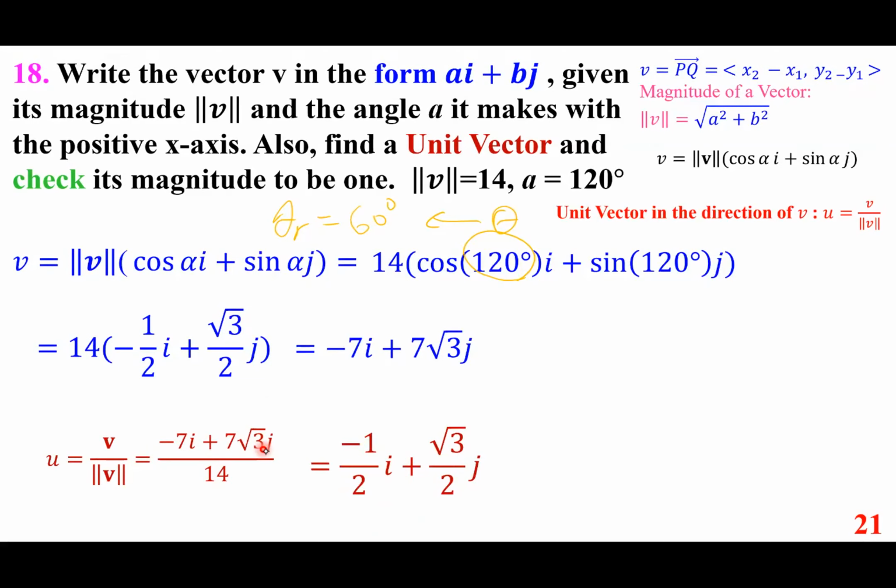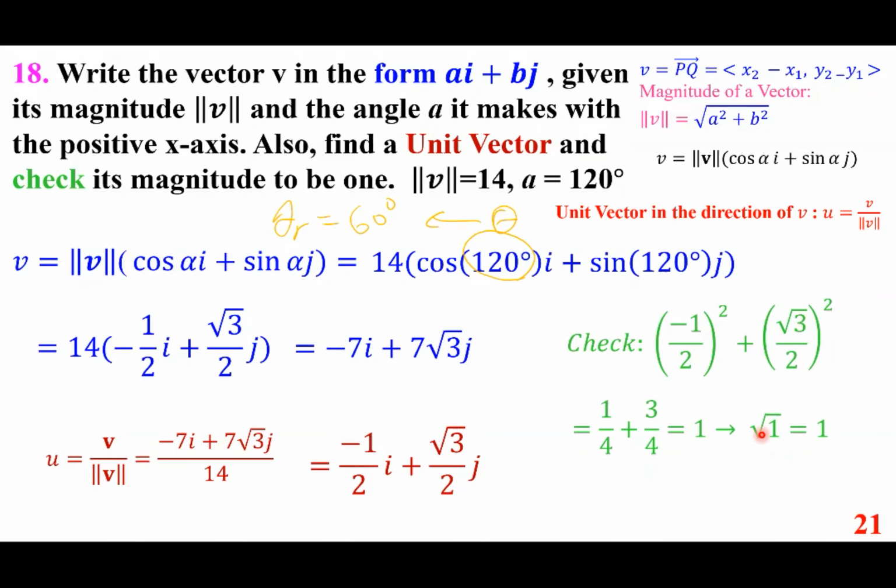And so to check, we're going to square this number, we're going to square this number, and we're going to add them up. In essence, we're looking at what's underneath here. This becomes positive 1/4. This becomes positive 3/4. The answer is 1. And obviously, square root of 1 is 1. This is how you check. And not only did we come up with the unit vector, we also checked. So that is really a good practice.